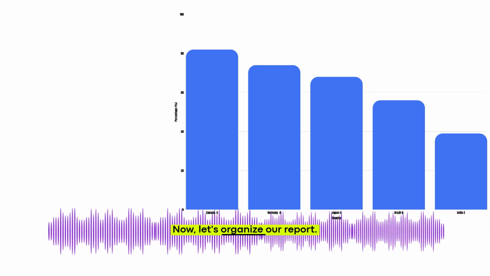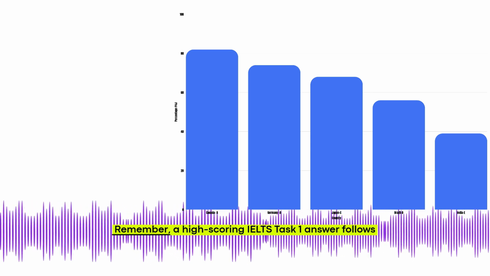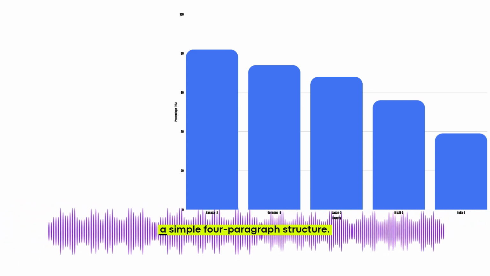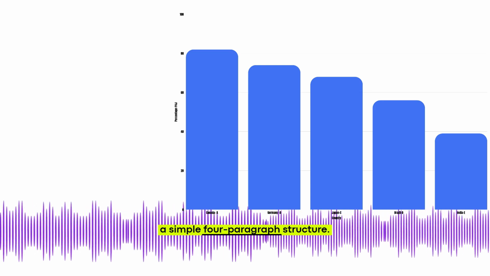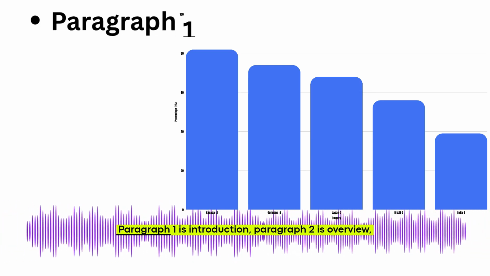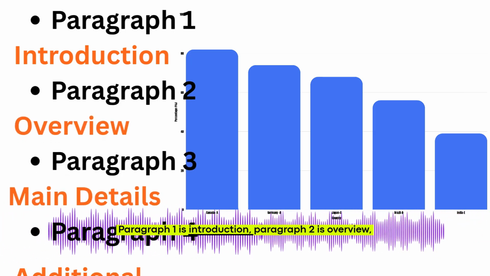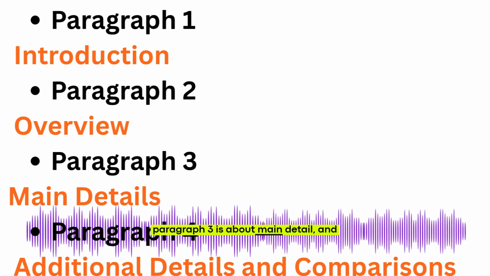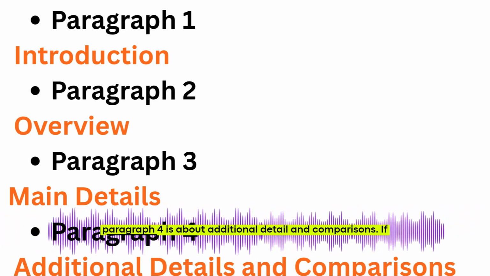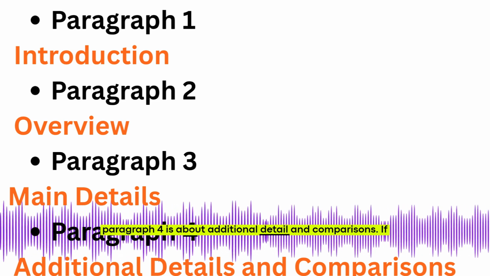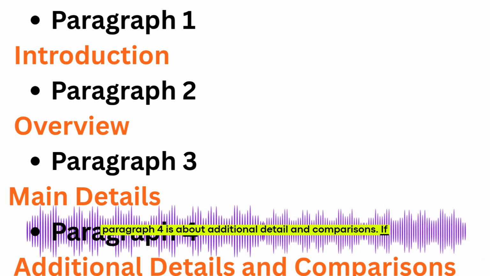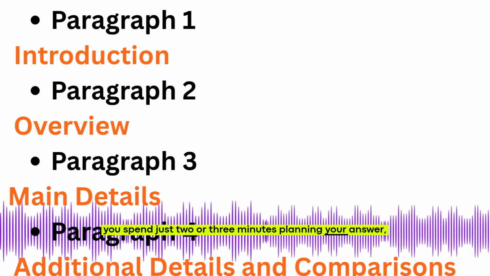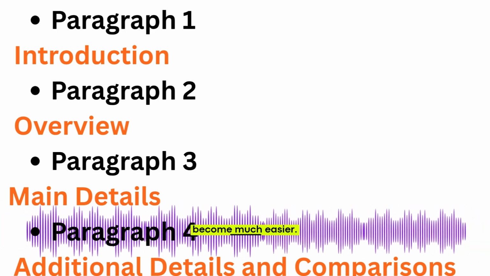Now let's organize our report. Remember, a high scoring IELTS Task 1 answer follows a simple 4 paragraph structure. Paragraph 1 is the introduction, paragraph 2 is the overview, paragraph 3 is the main details, and paragraph 4 is additional details and comparisons. If you spend just 2 or 3 minutes planning, your answer becomes much easier.